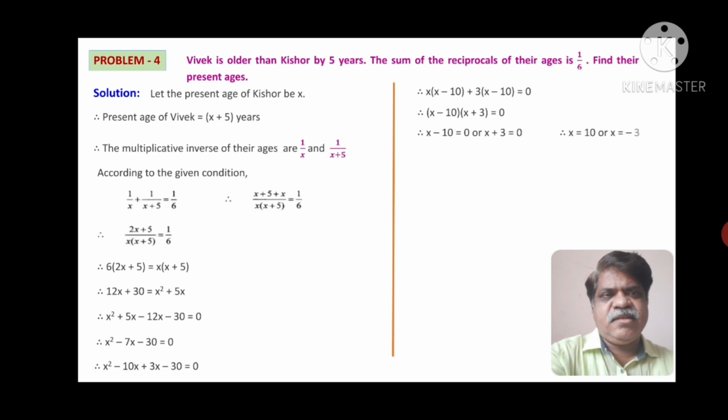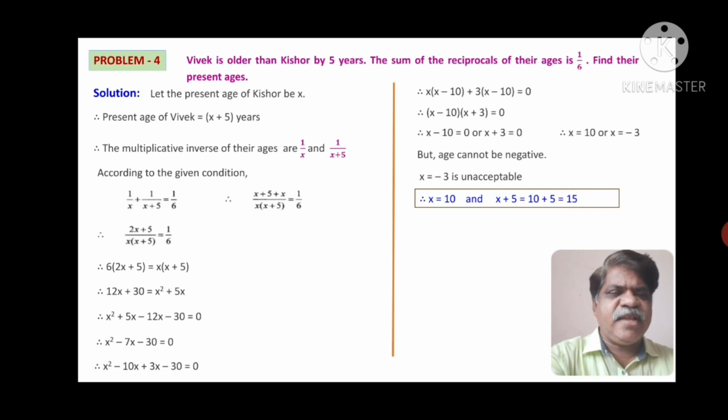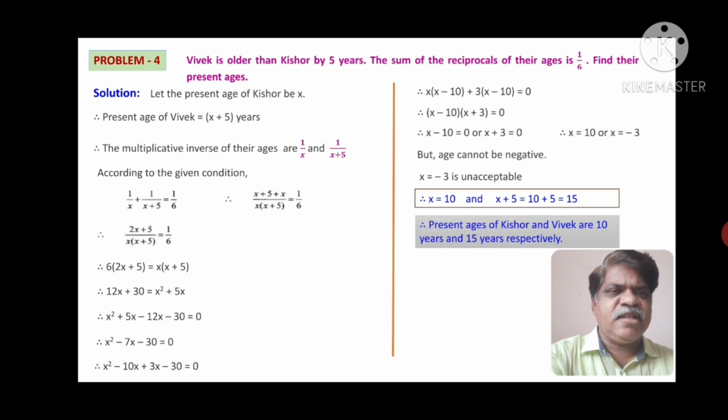So friends, you are getting that x minus 10 is equal to 0 or x plus 3 is equal to 0, which means x is equal to 10 or x is equal to minus 3. But we know that age cannot be negative. Therefore, x is equal to minus 3 is unacceptable. Therefore, x is equal to 10, and next x plus 5 is equal to 10 plus 5, that is 15. Hence, you can write that the present ages of Kishore and Vivek are 10 years and 15 years respectively.